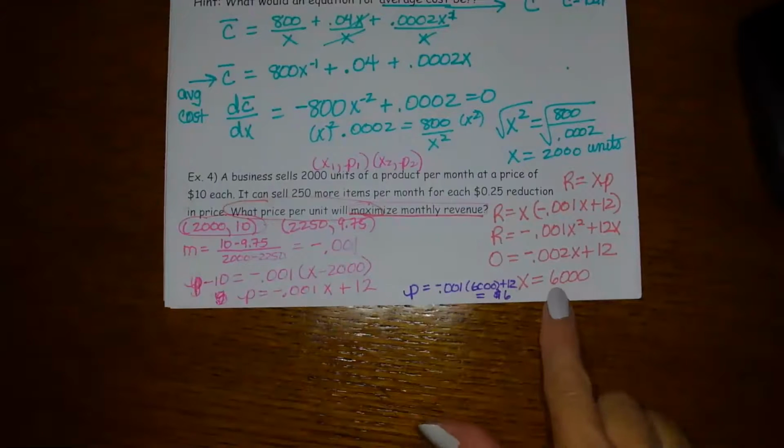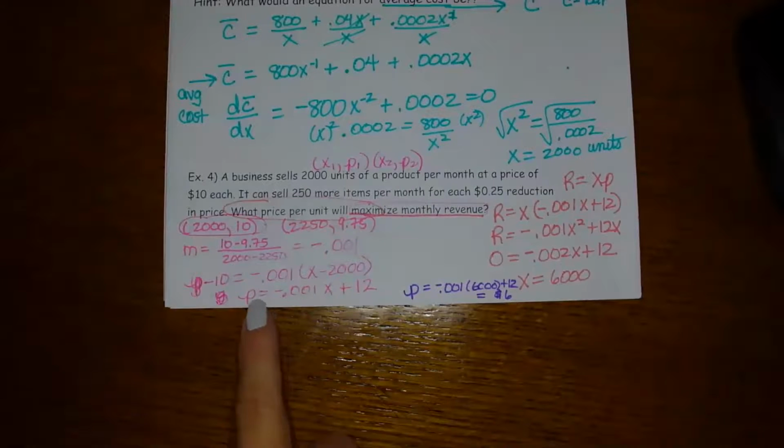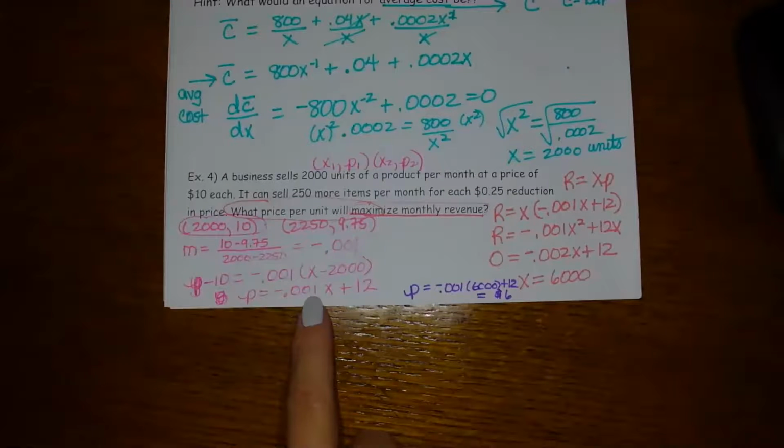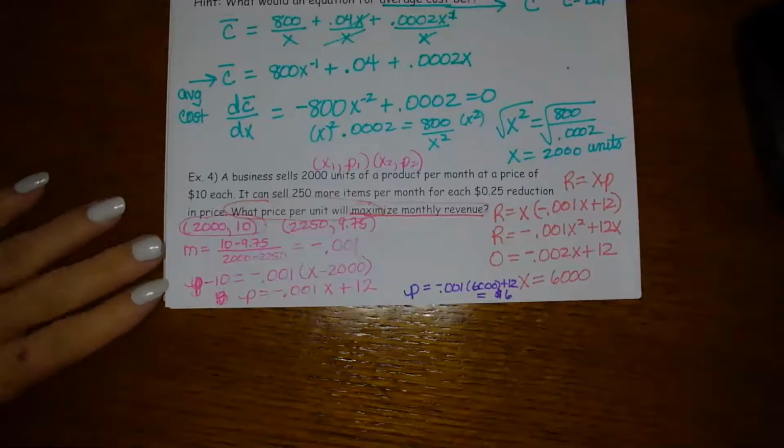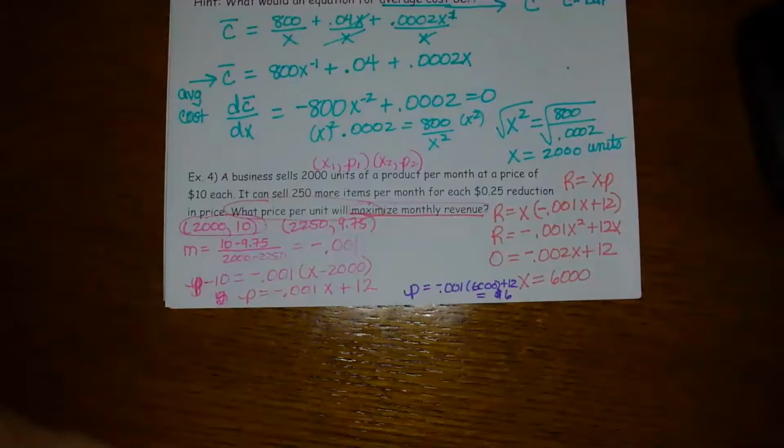Once you find X, if you want to know how much do you charge with these 6,000 things that you made, you have to put the X into price. The price tells you what you should charge. I should charge $6 each for my little gadgets. And what's that going to do for me? Maximize my revenue.